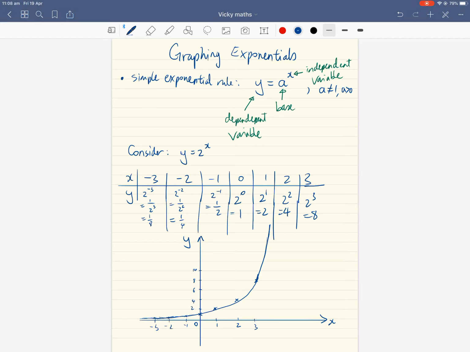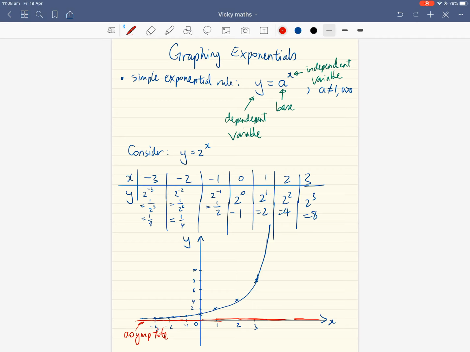The reason being is, if it does touch the x-axis, it means 2 to the power of something gives me 0. You can think as hard as you can, but 2 to the power of nothing gives me 0. That won't ever work. So this graph can never touch the x-axis, and hence we call this horizontal line the asymptote. It's a line at which the graph appears to get close to, but can never touch.